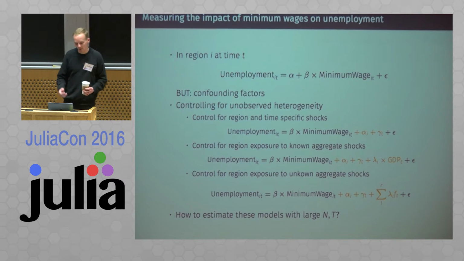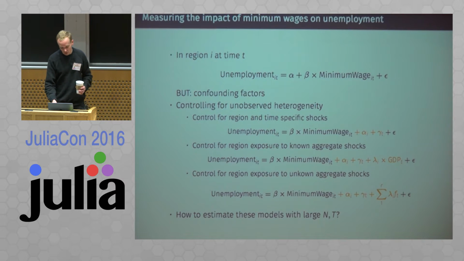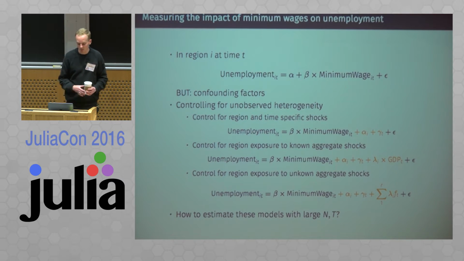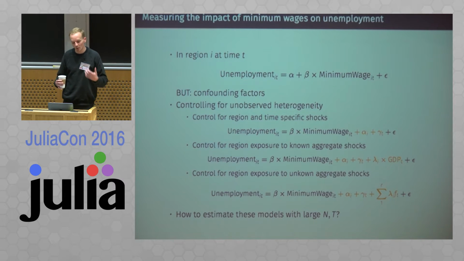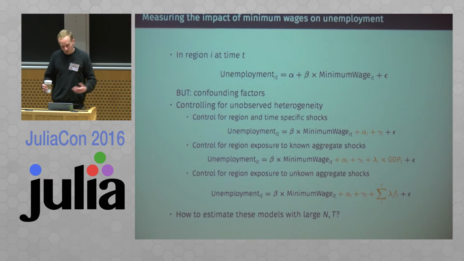The last thing that you can do is this interacted fixed effect model. You want to control for a factor structure, so you see the sum of lambda_i f_t. This allows you to control for different region exposures to unknown aggregate shocks. The idea is that you're going to estimate what these lambda_i and f_t are during the estimation process. These are all linear models except the last one.